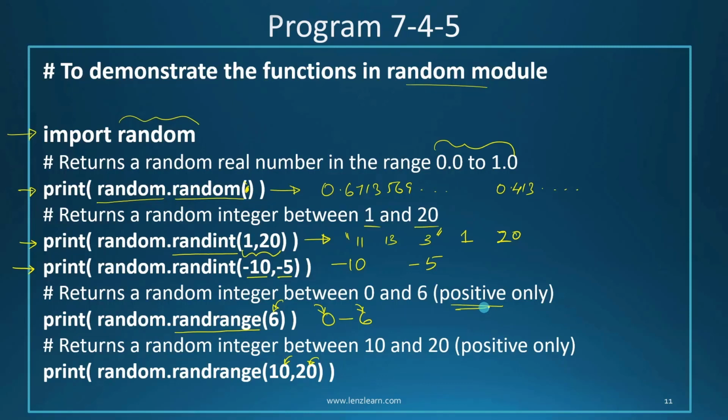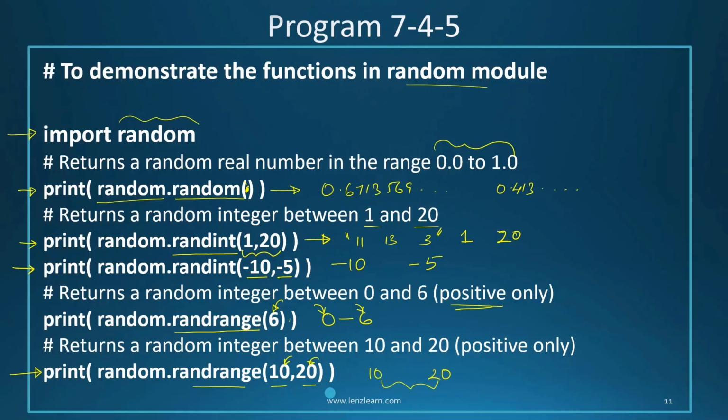And here you should use only positive values. So with randrange you cannot use negative values, it will give an error, right? But with randint you can have negative values and positive values. Now the last print statement, you can use randrange with two values. So the difference is that the start value will be 10 and the stop value will be 20, and randrange will produce a number between them each time you run it.